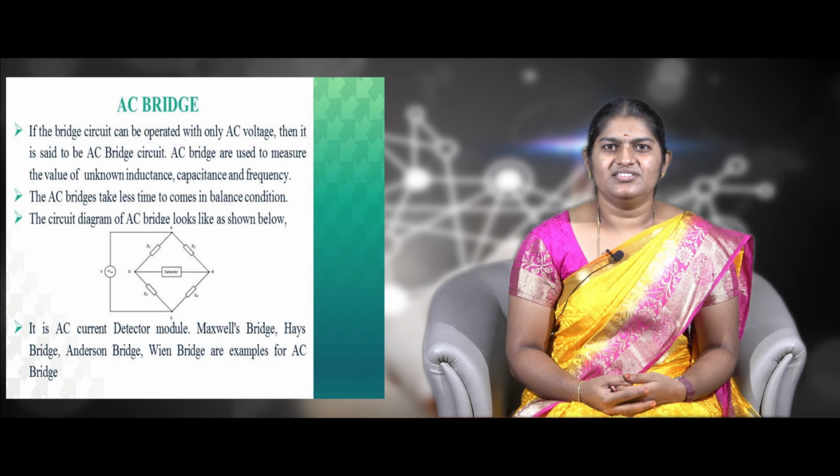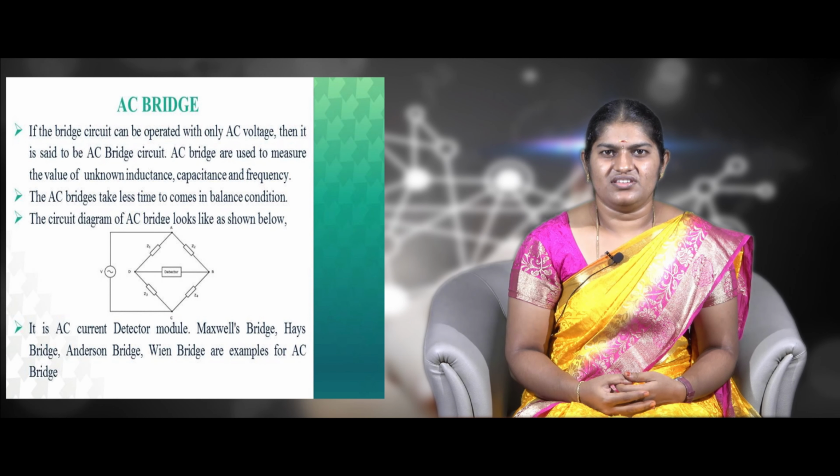Next we are going to discuss what is meant by AC bridges. If a bridge circuit can operate only with an AC voltage source, then it is said to be an AC bridge. AC bridges are used to measure the value of inductance, capacitance and frequency. AC bridges take less time to come to balance condition. The circuit diagram of an AC bridge is shown below. It has a current detector module. Hay bridge, Anderson bridge and Maxwell bridge are the best examples of AC bridges.